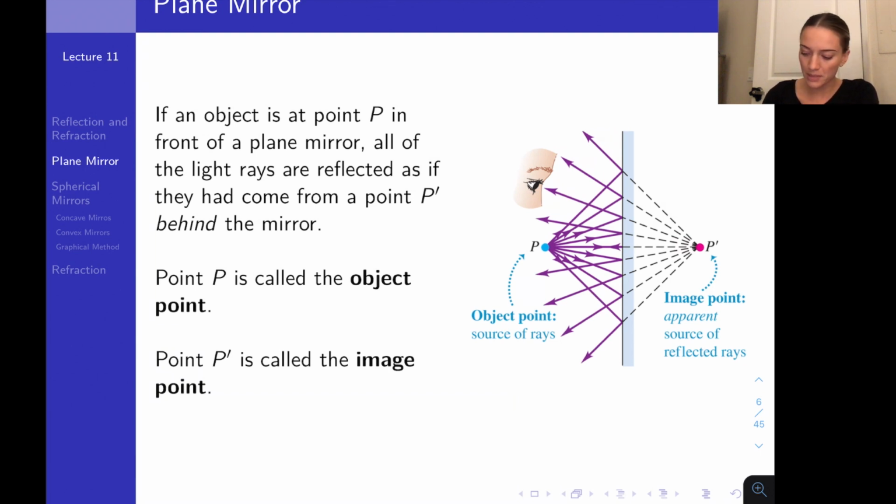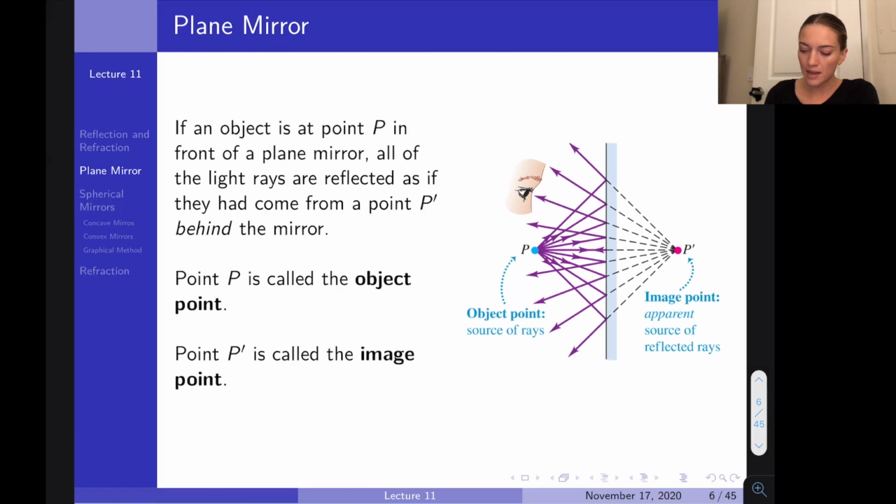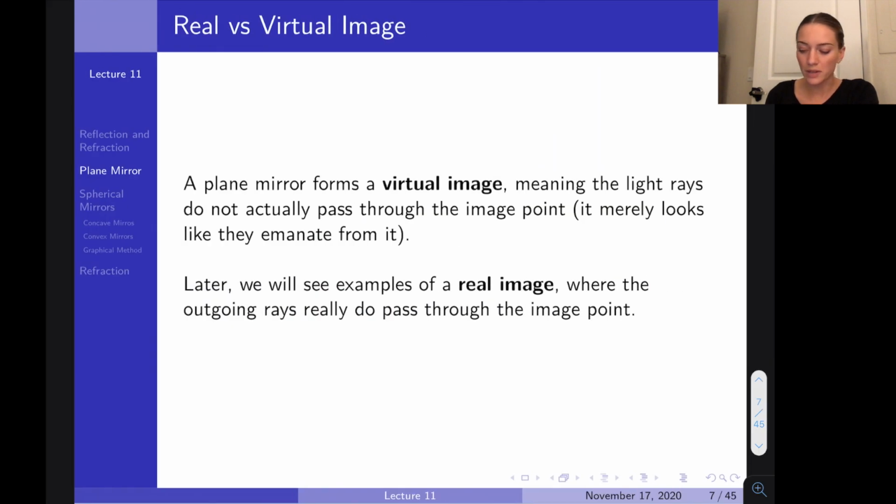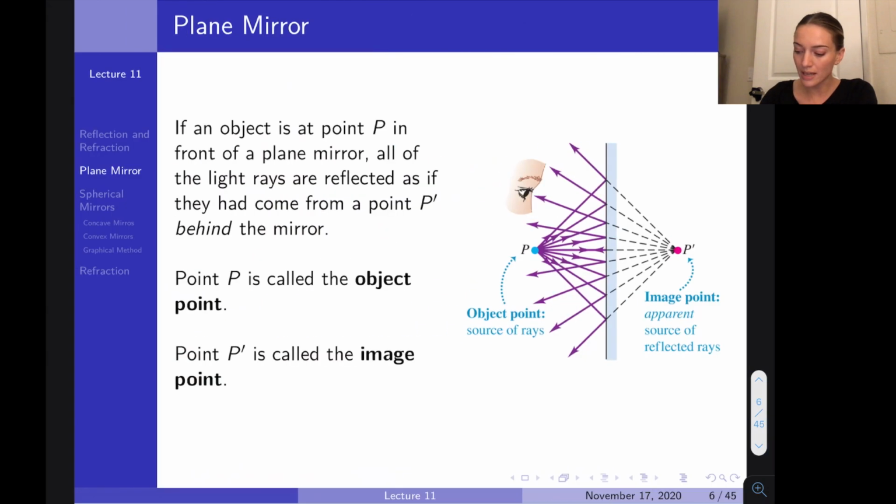And that's denoted P prime, as we said. And then we have what's called real and virtual images. So a virtual image is what we just had. A virtual image just means that the light rays do not actually pass through the image point. It just looks like they emanate from it.